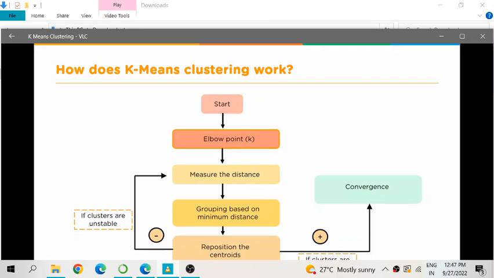one cluster to another cluster after changing every centroid, that means unstable clusters will be there. So if the clusters are unstable, we have to repeat the same thing, and once the clusters become stable, we are going to converge. So we conclude the point. After that the clustering technique will be completed.